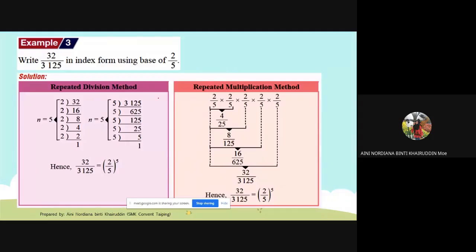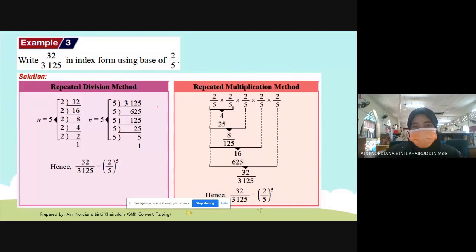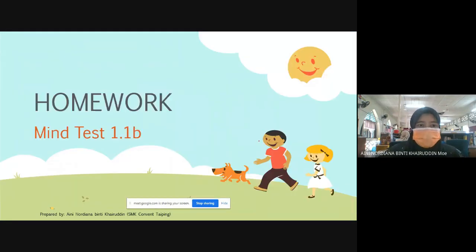Okay. For homework, you can choose whether you want to use the repeated division method. If you want to use this method, separate the numerator and denominator. If you want to use this method, you do like this. Okay, next. Oh, finished. Homework: Mind Test 1.1b.